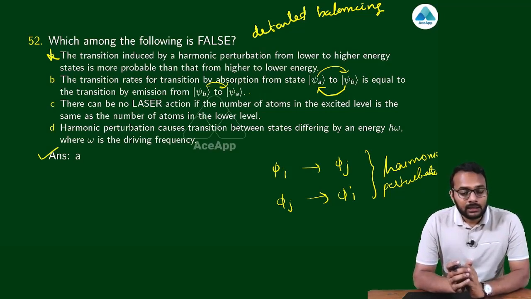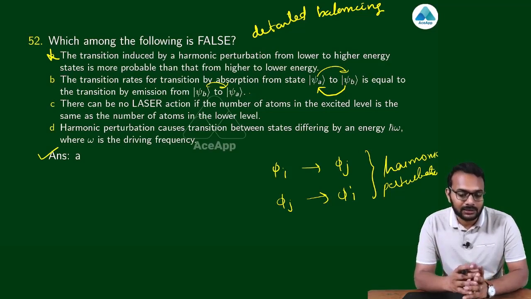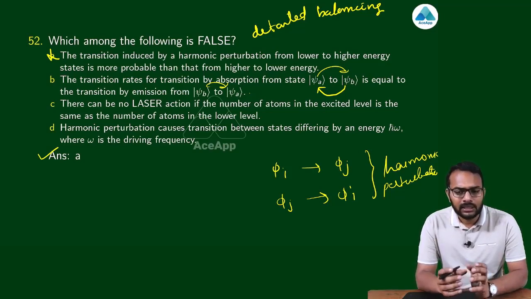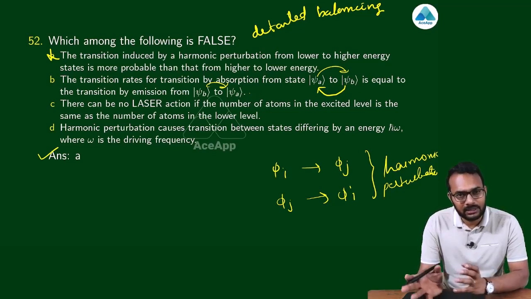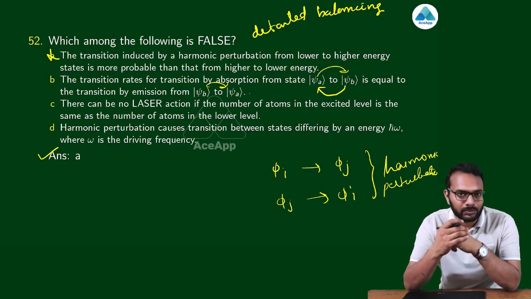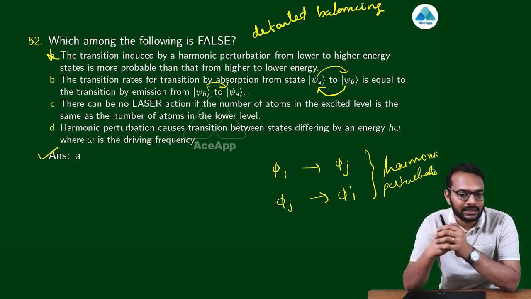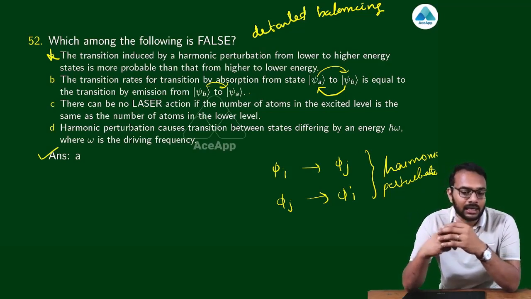Alright, there can be no laser action if the number of atoms in the excited level is the same as the number of atoms in the lower level. Okay, ഇത് ശരിയാണ്, കാരണം laser action ഉണ്ടാവുന്നത് നമ്മൾ പറഞ്ഞത് പോലെ emission ഉള്ള probability കൂടുതൽ ഇരിക്കുന്ന അവസ്ഥ. അപ്പോൾ emission probability കൂട്ടണമെങ്കിൽ എന്ത് ചെയ്യണം? We have to make a population inversion, okay. Normally atoms in different energy levels are equally populated, അപ്പോൾ അങ്ങോട്ടുള്ള transition ഇങ്ങോട്ടുള്ള transition ഉം average out, okay, doesn't have any effect.